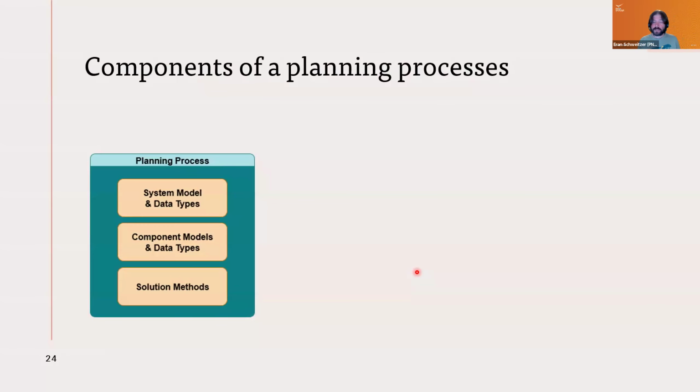We're going to now look at what makes up each one of these processes. So each one of them is made up of some representation of the system. That's what we're calling the system model and data types. Some representation of components within that system. These are the component models and data types. And they bring these all together in some sort of a solution method.